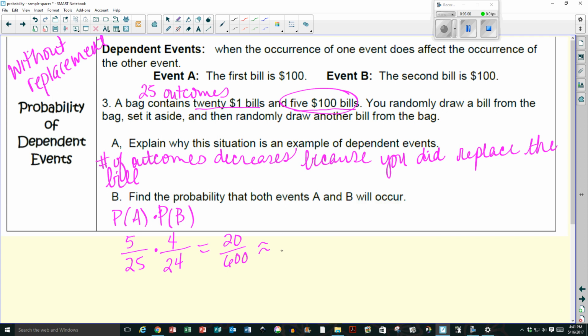which is about 0.033, or better yet, 3.3%. So you've got about a 3% chance of drawing 2 $100 bills in your first 2 drawings. So not very good odds. Possible, but not likely.